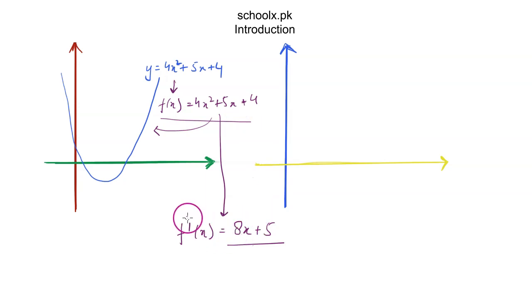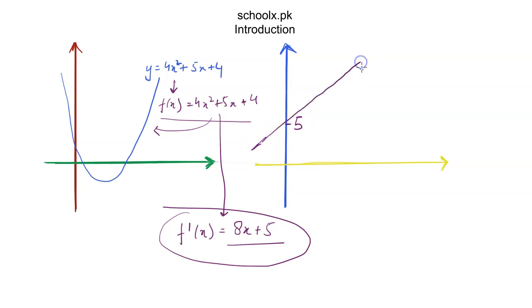Now if I were to draw the graph of this derivative, it will be somewhat like this. It will cut the x-axis and have a positive gradient like this. So this is the graph of f'(x) = 8x + 5.